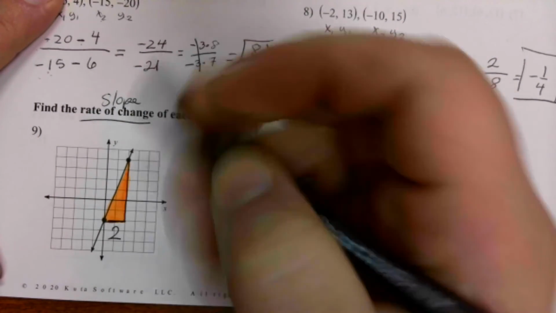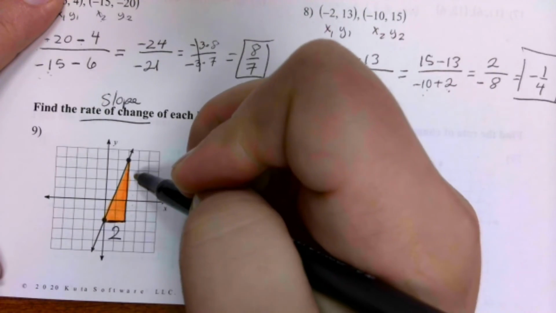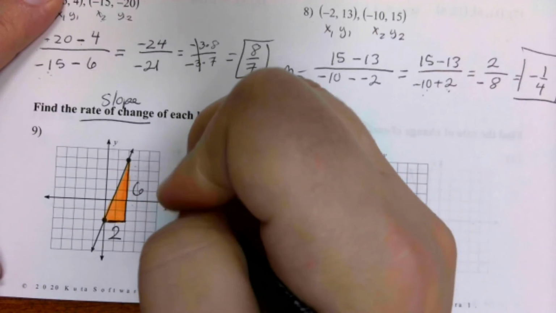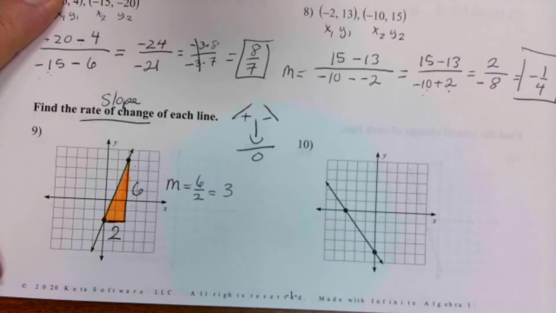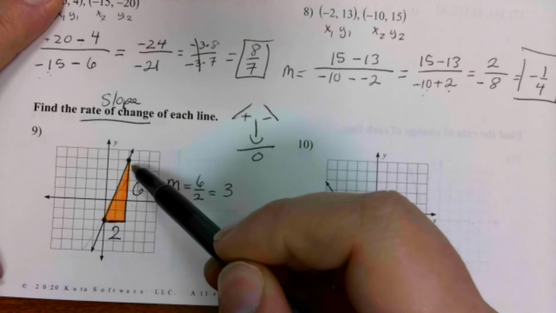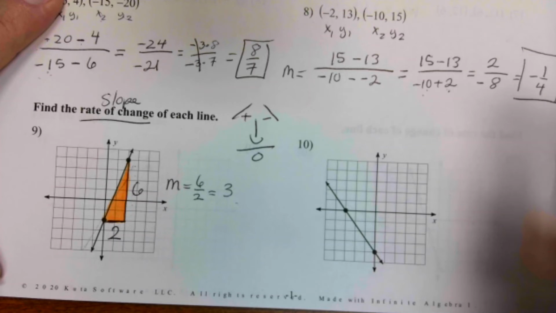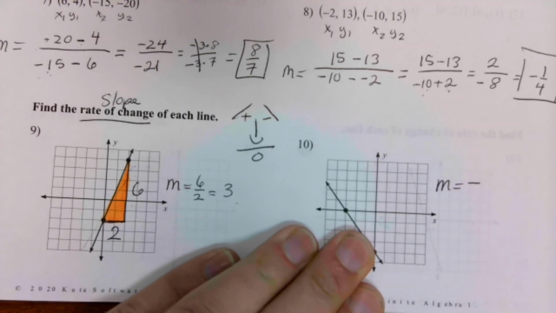This is 2 down here. 1, 2, 3, 4, 5, 6. 6 on the side. So my slope is 6/2, and that reduces. You have to reduce. That just reduces down to 3. And this is a positive slope. This one's a negative slope. I'm going to just automatically write the negative there so that I don't get it wrong.